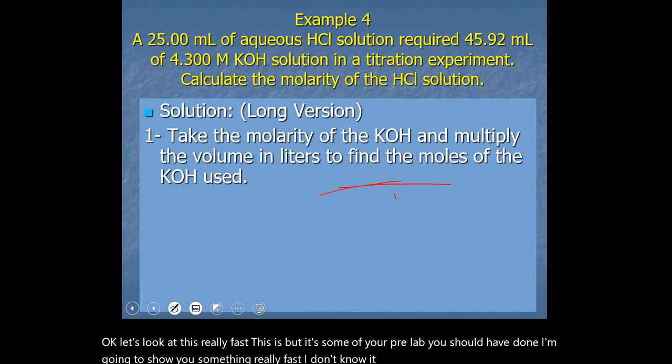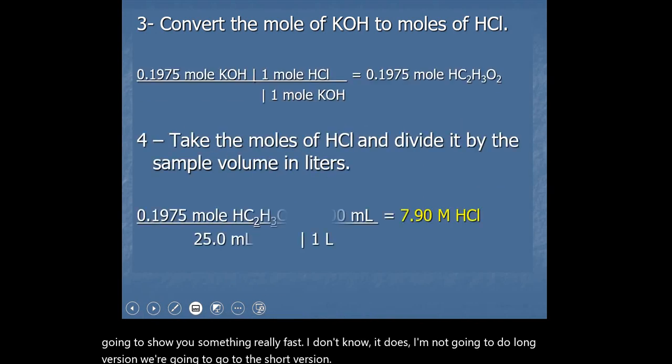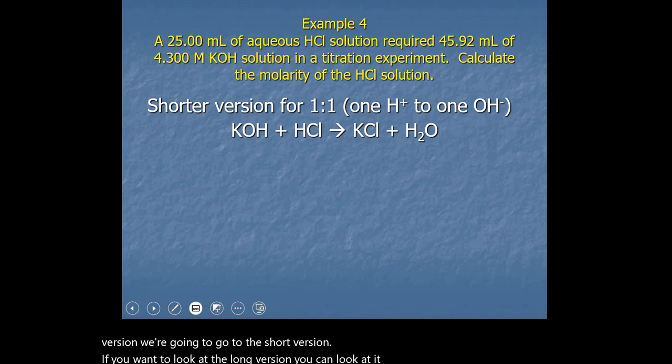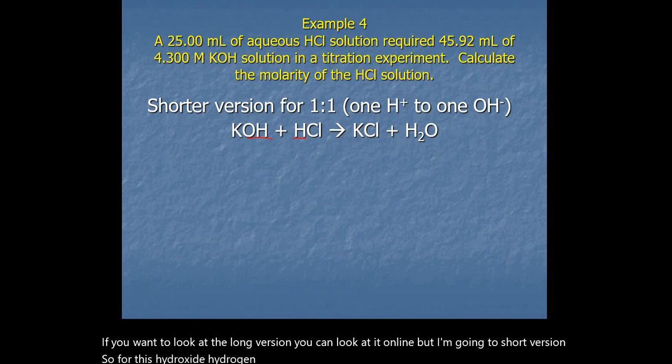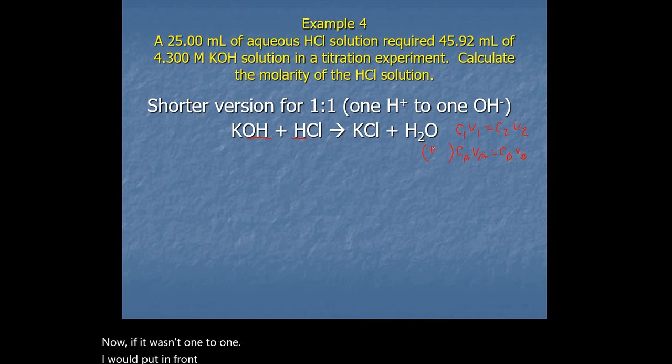Okay, we're not going to do the long version. We're going to go to the short version. If you want to look at the long version, you can look at it online, but I'm going to do the short version. So for this, hydroxide to hydrogen, 1 to 1, right? Because it's 1 to 1, I can use C1V1 equals C2V2. I can also rename that concentration of acid times the volume of acid equals concentration of base times the volume of base. Now, if it wasn't 1 to 1, I would put in front of the acid the number of hydrogens. And in front of the base here, I put the number of hydroxides.